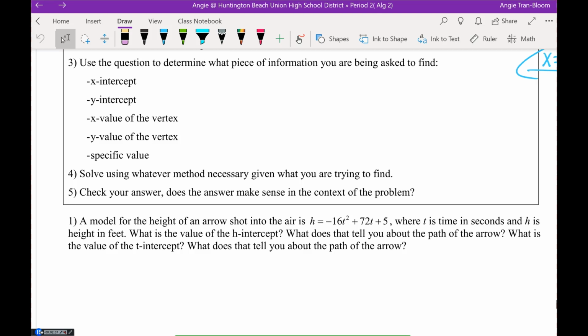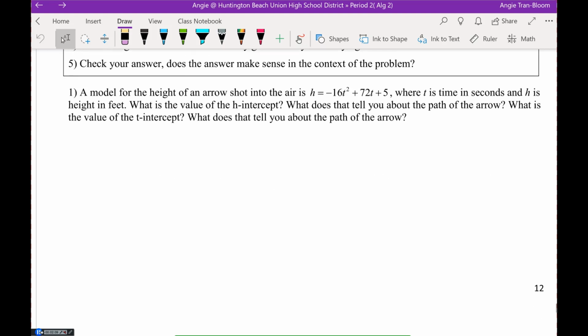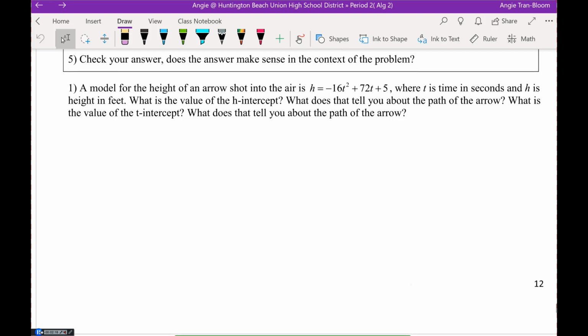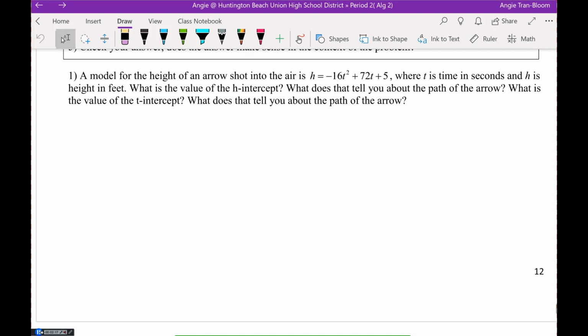Okay, so let's do number 1. Sydney, can you help me read number 1, please? What is the value of the H-intercept? What does that tell you about the path of the arrow? What is the value of the T-intercept? What does that tell you about the path of the arrow? Thank you.